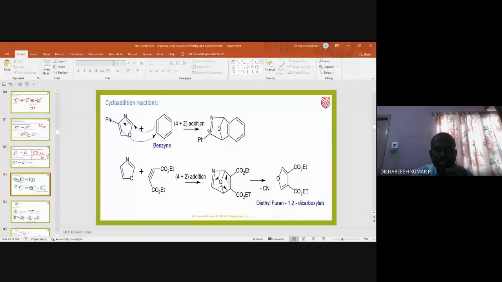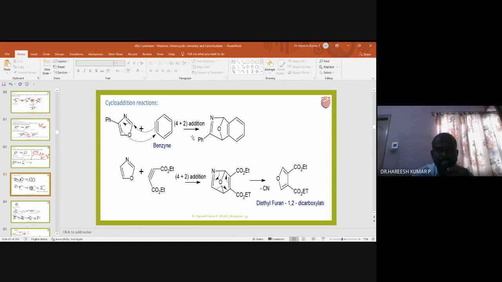So I will explain it again. So what is happening here? There will be a new single bond formation between this carbon and this carbon. Already existing double bonds disappear and there will be a formation of a new pi bond between this carbon and this nitrogen. Here a triple bond is disappearing, converting into a double bond. So these are the changes with respect to the reactant as well as the product.